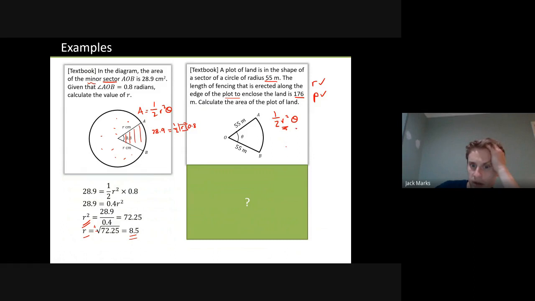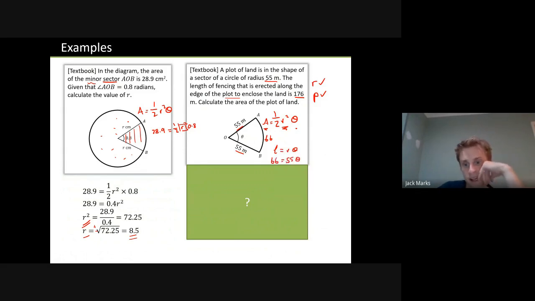So what am I going to do here? Because I need theta and I need r. Well, if I have r, what have I not used? I haven't used the 176. So 55 plus 55 is 110. That leaves 66. This is the L part, if you remember the arc length. Arc length is r theta. 66 equals, well, the radius is 55 theta.